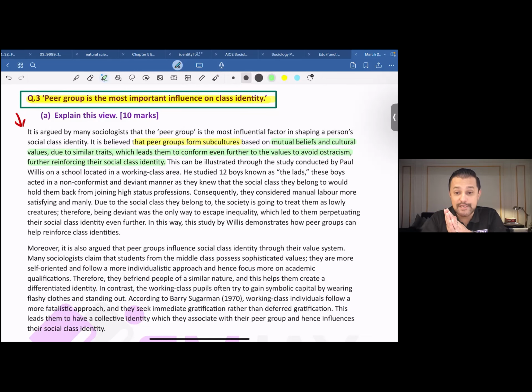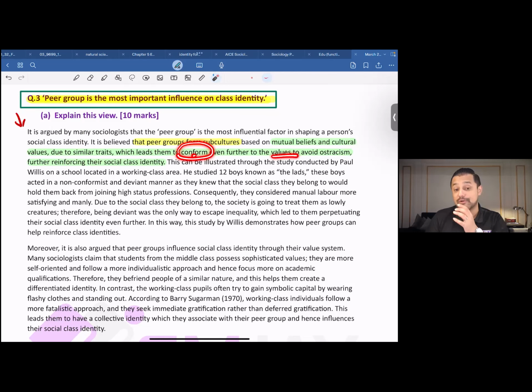So what is being said over here is, it is believed that peer groups form subcultures. When you're forming a subculture, you typically form a subculture on the basis of you holding similar beliefs, mutual beliefs, right? And cultural values. So there's similarity amongst you and the members of your peer group in terms of the beliefs you hold and the cultural values that exist due to similar traits, which leads to, now when there's so much of similarity, this leads to individuals conforming even further to the values of a particular society.